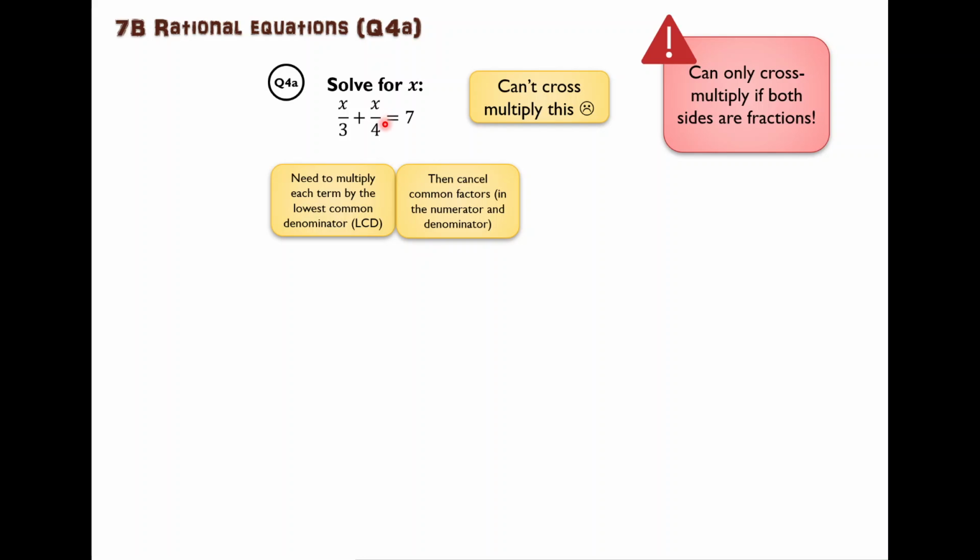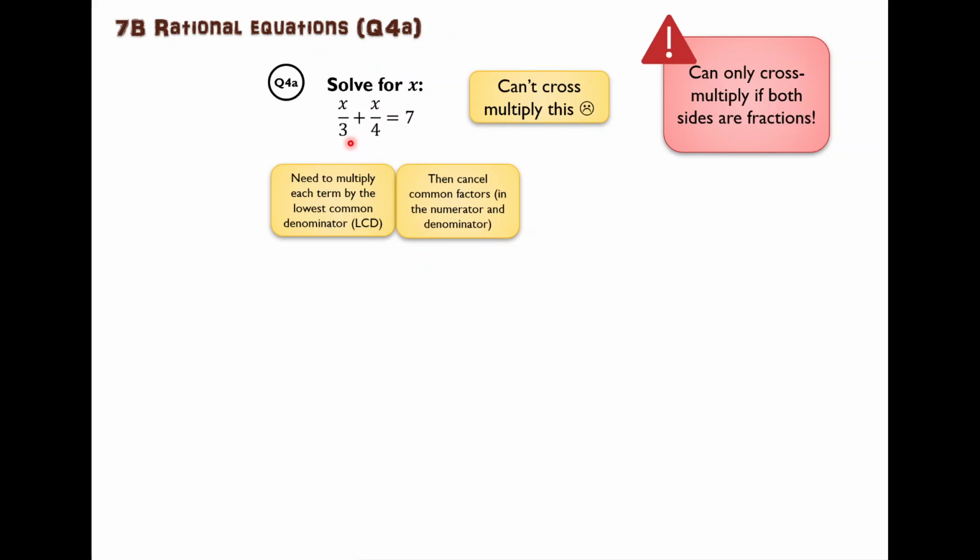Luckily, Mr. Aneri is here to save the day and teach you a cool strategy that can solve this equation. And the trick is this. We are going to multiply every single term, this term, this term, this term, every single term by a magical number that will make all our problems just melt away. And that magical number is the lowest common denominator.